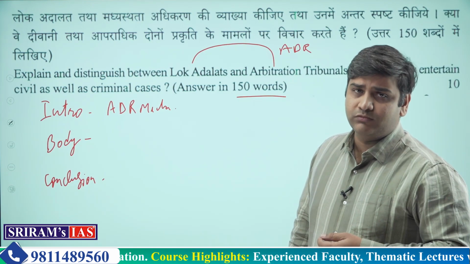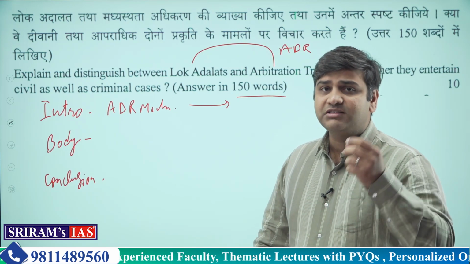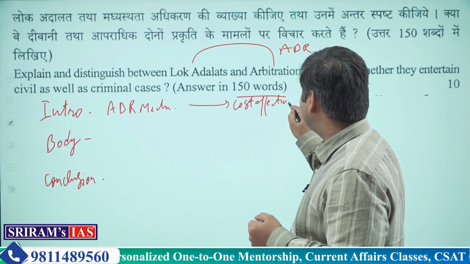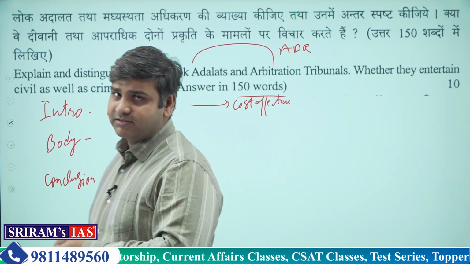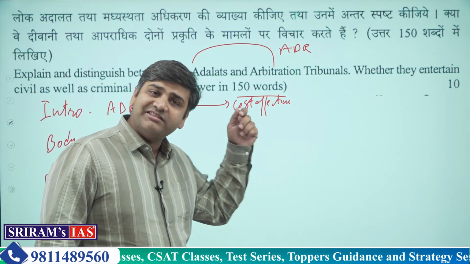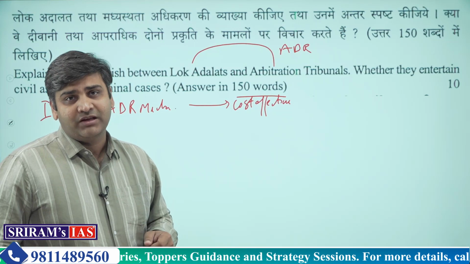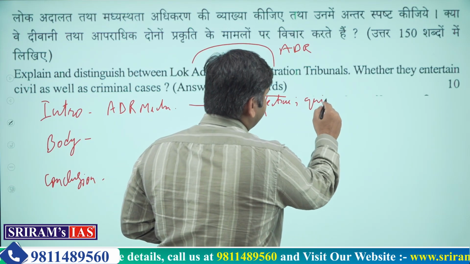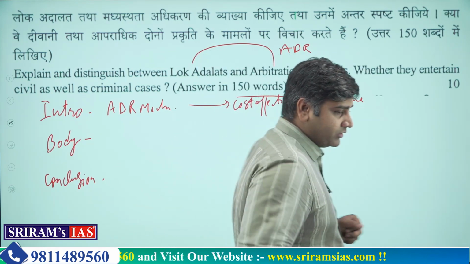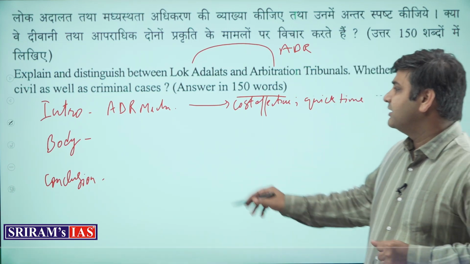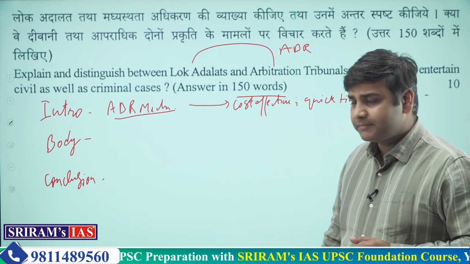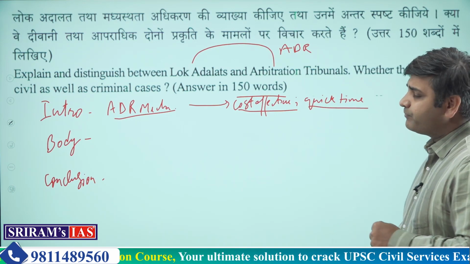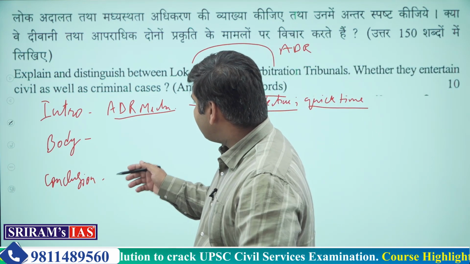Along with it, what does it do? It gives justice in the cost effective manner. First thing is, it is cost effective. You don't have to spend too much of money to get justice. And at the same time, these are specific justice delivery systems. That means they give the justice in a very quick time. So 3 things you have to write in the introduction. Very simple. These are alternative dispute resolution mechanisms. These are cost effective methods of getting justice, and at the same time they deliver justice in a very quick time. Now coming to body.